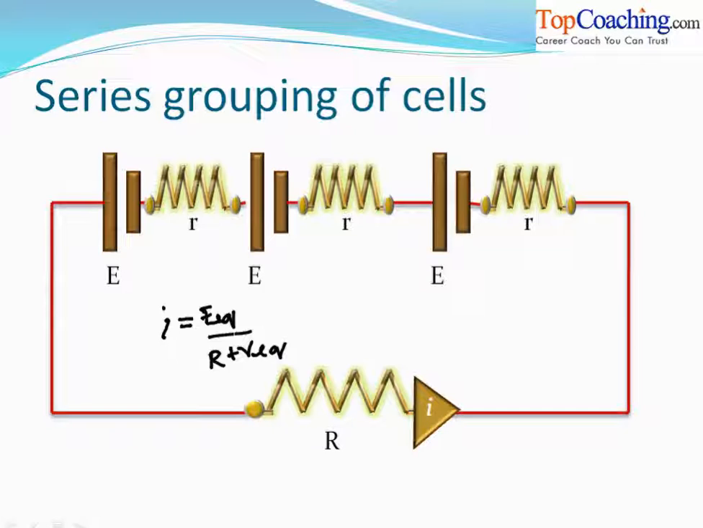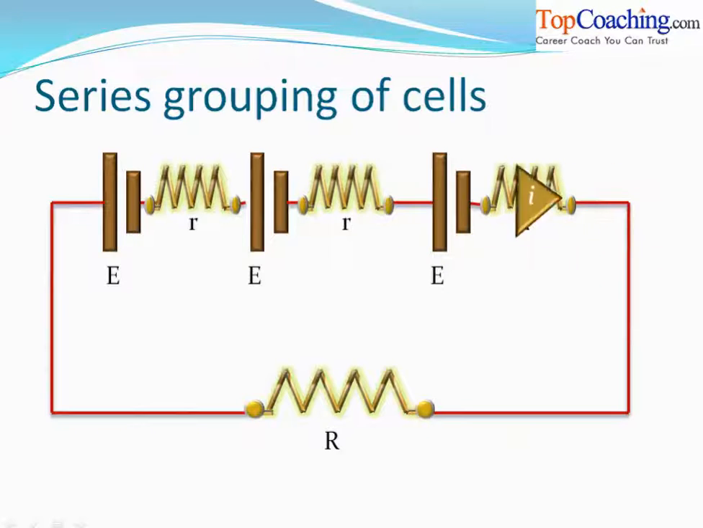So what we can do is, we can actually calculate the current in this circuit, and then we can equate the numerator to E equivalent, and in the denominator we can equate this term apart from the capital R to r equivalent. In that way we can find out the values of the equivalent EMF and the equivalent internal resistance in case of series grouping of cells.